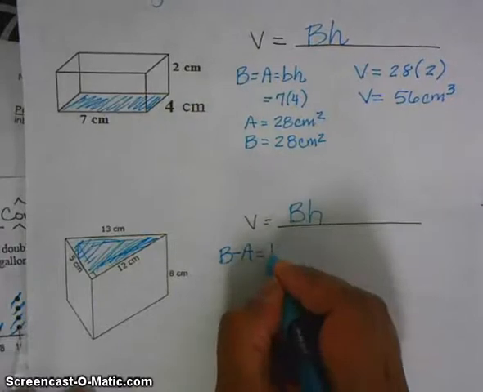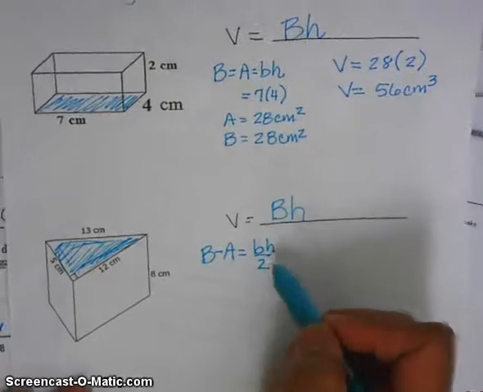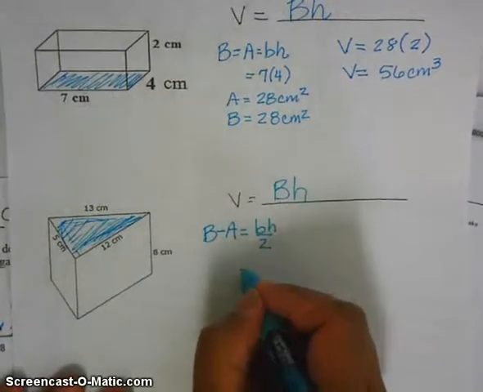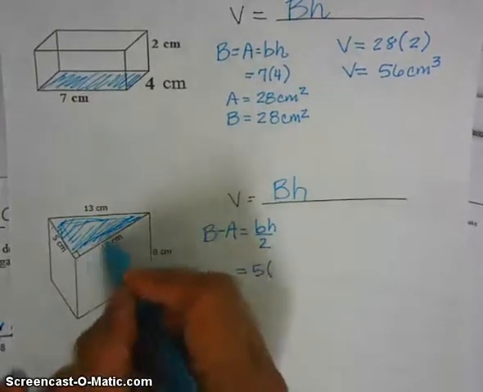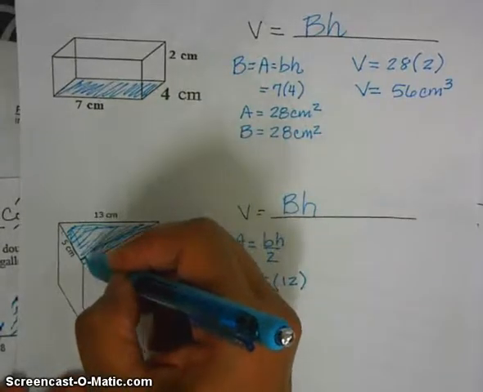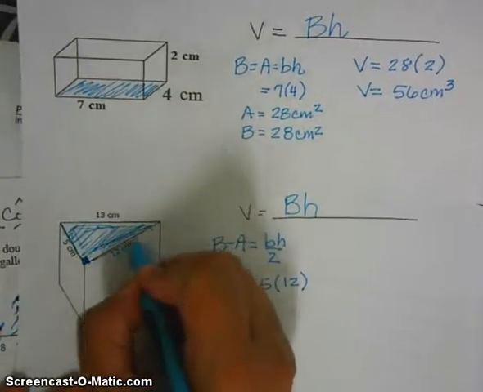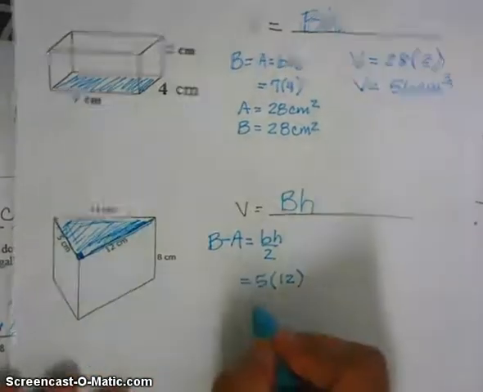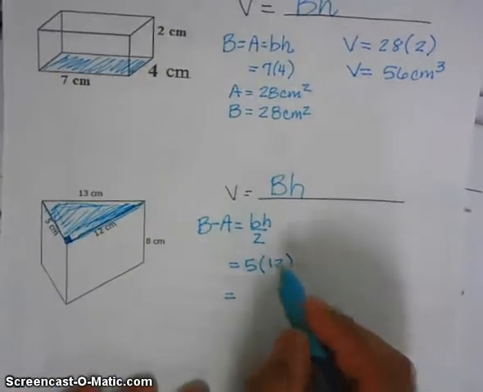Okay, did you find or write base times height divided by 2? Or you could have written it 1/2 base times height. That is what you should have found on your formula chart. Okay, so now I'm ready to solve. My base is 5. My height is 12. Now I know this because here is the right angle. And remember, your base and height form a right angle on your triangle. So make sure that you stay away from the 13. It is 5 and 12. Pause the video to do the math and then come back and check to see if you solved correctly.